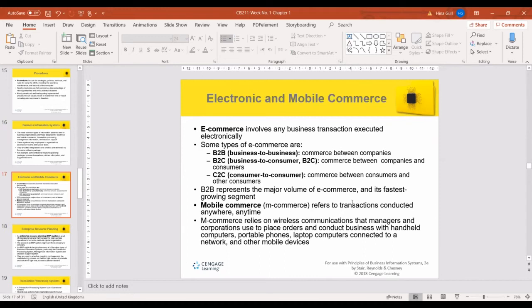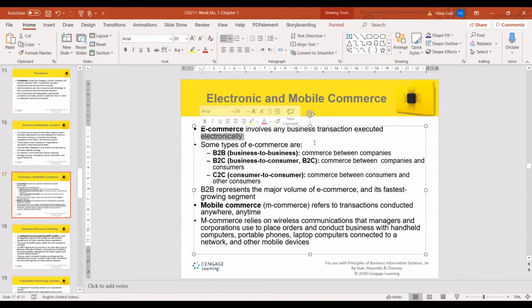Okay, e-commerce. You are familiar with e-commerce, shopping online, buy and sell. It involves business transactions executed electronically. Some types of e-commerce are B2B, B2C, C2C. B2B is business to business, commerce between companies.